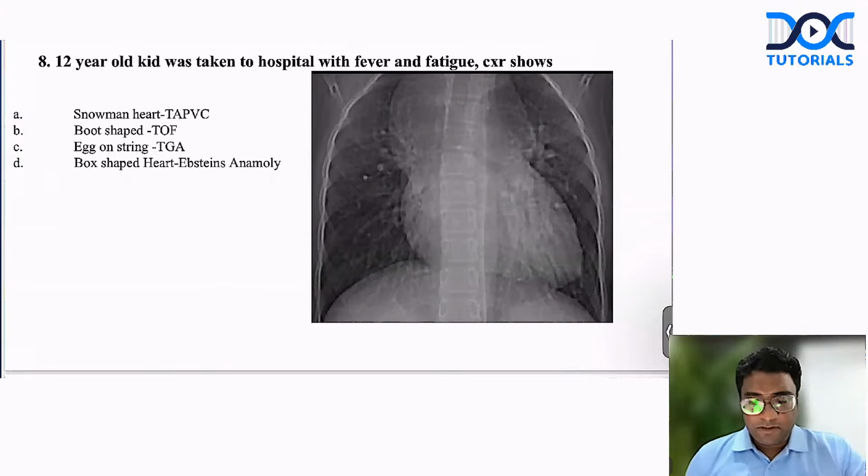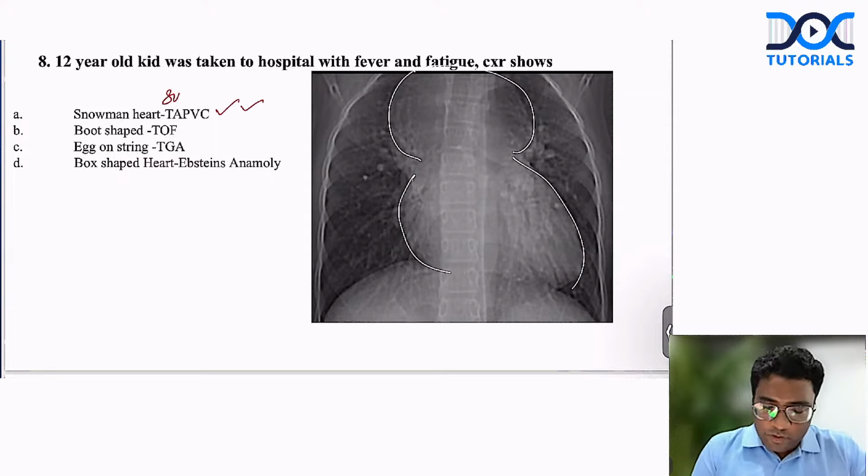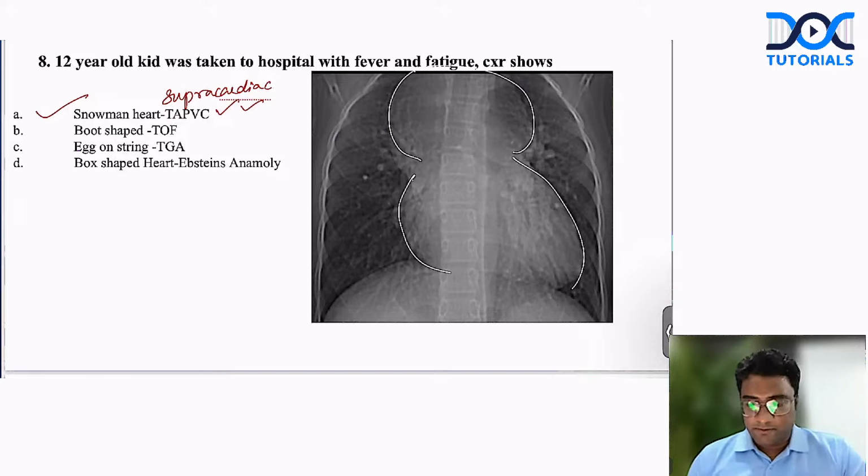Next thing. This is easy. A 12-year-old child taken to the hospital with fever and fatigue. Chest X-ray is given. What is the likely diagnosis? Is it a snowman appearance of TAPVC, boot-shaped heart, egg-on-string appearance, or box-shaped heart? The terminology is correct, matching with the same condition. But what is this actually? You can see the image carefully. You see this snowman or figure of 8 appearance, seen only in the supracardiac type. So this is snowman appearance, supracardiac type of TAPVC.